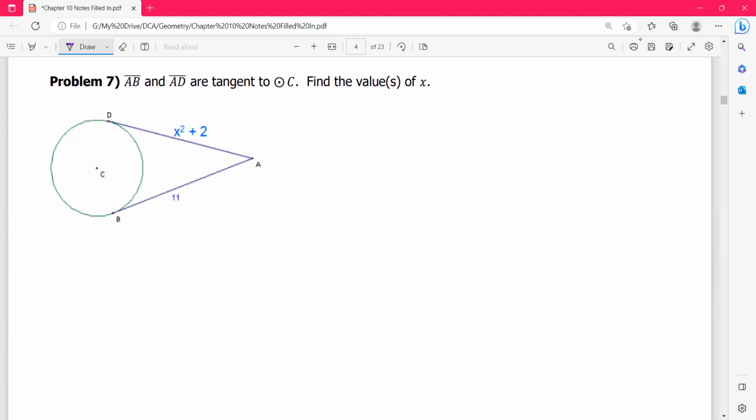AB and AD are tangent to circle C. Notice they both intersect at A. As soon as I see that they intersect at the same endpoint, I know these segments are congruent. If they're congruent, they're equal to each other. And there's my equation that we're going to solve. X squared equals 9. Square root both sides. I get x equals positive and negative 3.